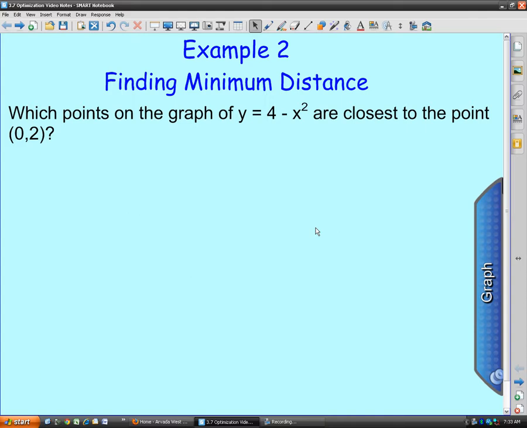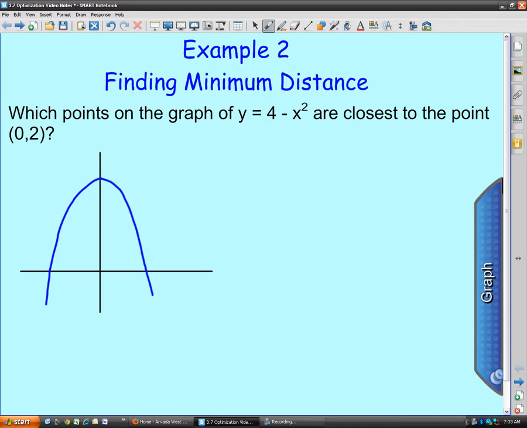Alright, so basically what we're trying to do in this one is, it says, for which points on the graph of 4 minus x squared are closest to the point (0, 2). So basically we're looking at a parabola that is upside down and up 4 units. I'm just going to quickly sketch a parabola that looks something like that. And so we're up 4 units, and you'd have a parabola that looks like this. And we're looking at the point (0, 2), which would be about halfway up.